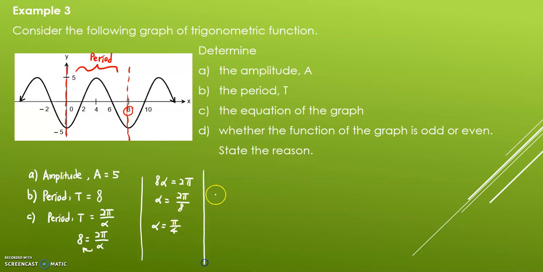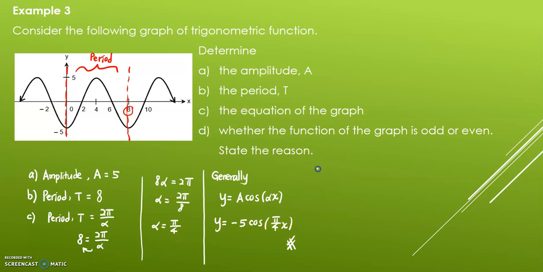From here, generally, y is equal to a cos alpha x. You can see that this graph actually starts from -5, so we have to write a as -5 because it starts from -5. So y is equal to -5 cos, where the value of alpha is pi over 4, x. So here is the answer. If the graph starts from a negative value, in this question -5, our amplitude will be -5. And then our alpha is pi over 4, so -5 cos pi over 4 x.